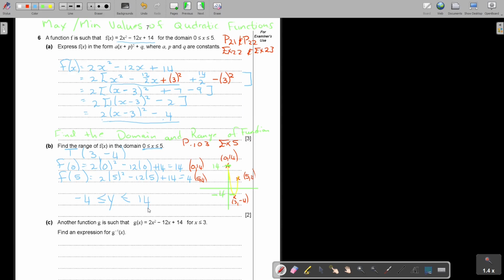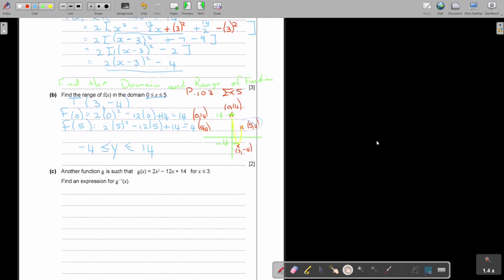So remember, get the turning point, and then the next step, get the two points to find the coordinate points of this. This one was not really helping you, but you look for the extreme values. This one, the extreme y value was 14, and the extreme lower value was negative 4, and then you just basically fill it in.